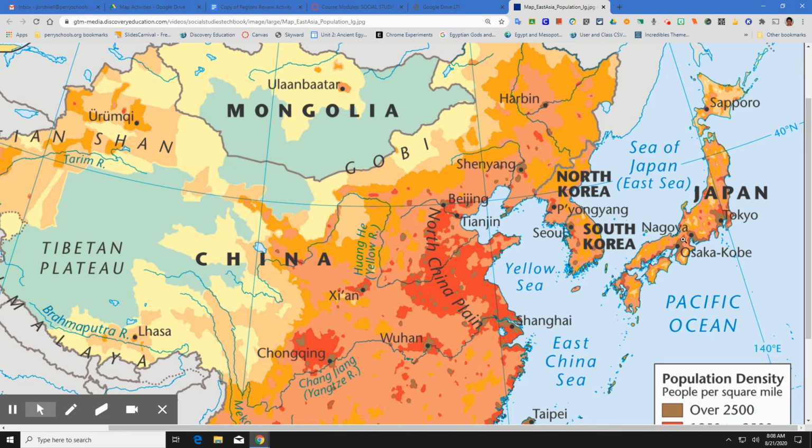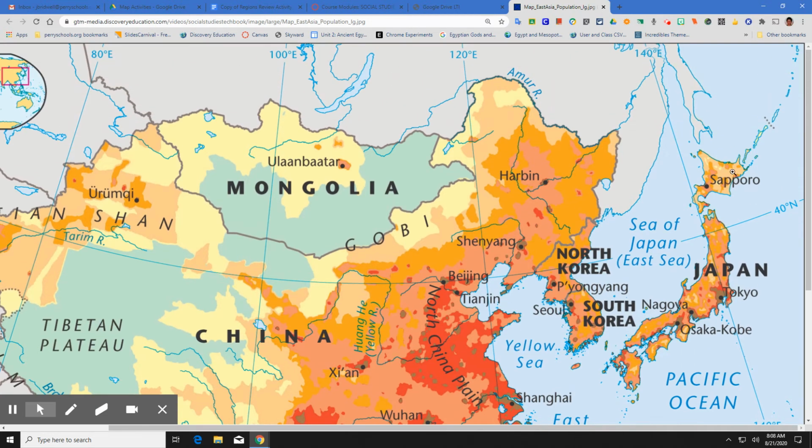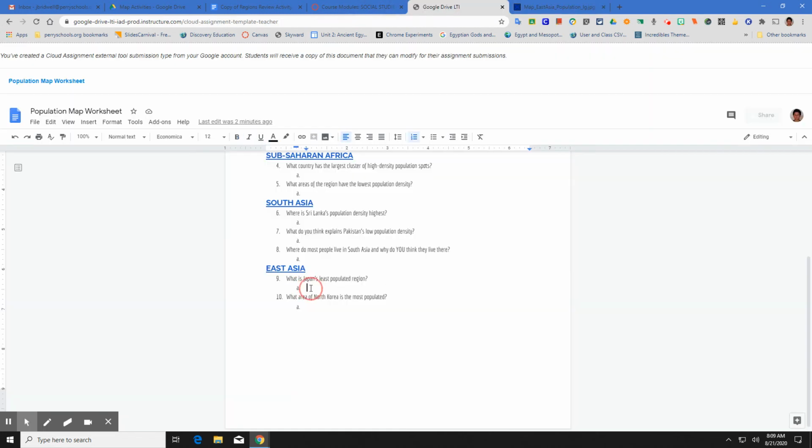This has some brown and red, and then we look up here at the island of Hokkaido in the north. This is by far the least populated area. Now, it doesn't say Hokkaido, so I don't expect you to know that, but what is Japan's least populated region? Northern island of Hokkaido. This will show up on yours, so that answer will be there for you. And we'll learn about Japan as we get going through the year.